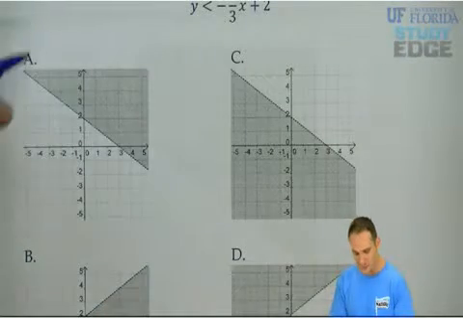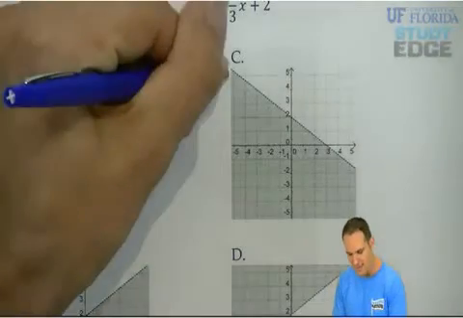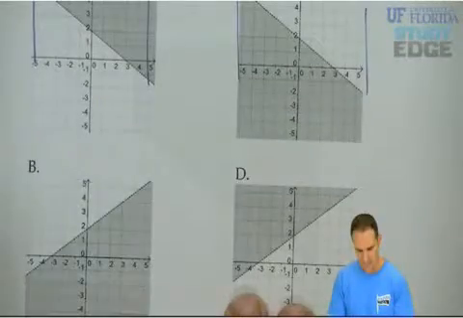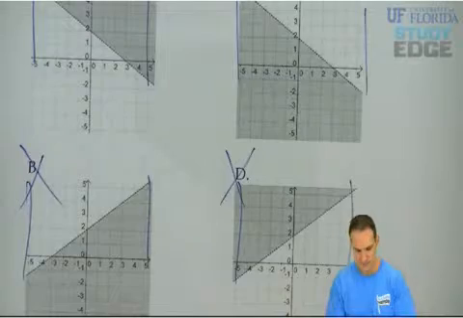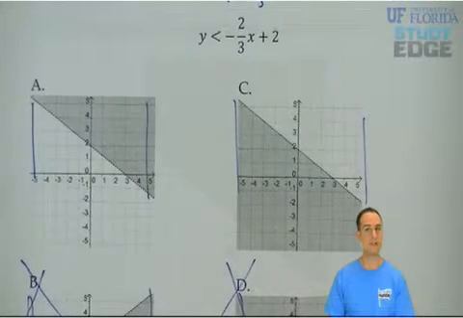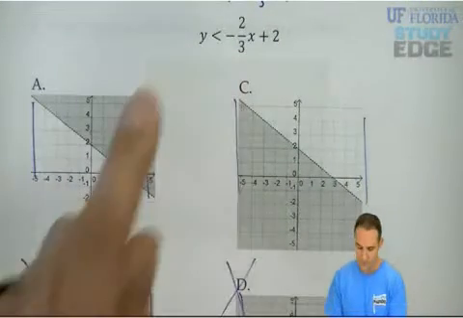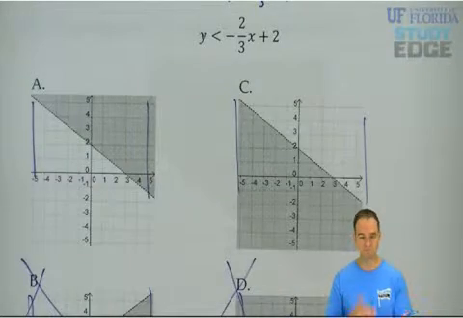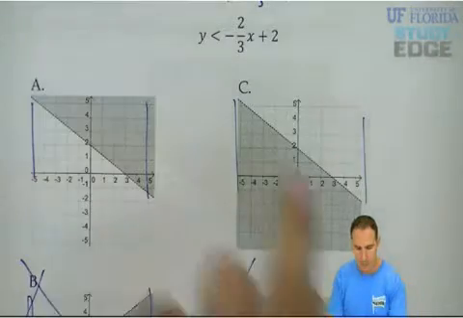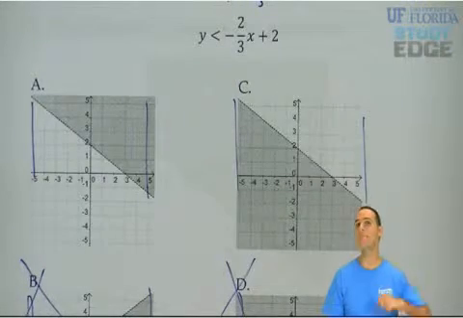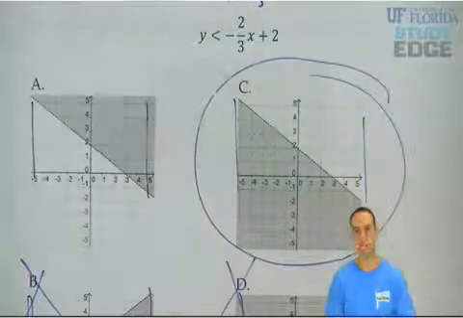Remember that little Study Edge tip? If it makes the letter N, it's a negative slope. These two don't make the letter N, so it can't be D or D. So what is it? Is the line solid or dashed? It's dashed, which both of them are, so we're good there. But y is less than, so we would shade below, and the answer is C.